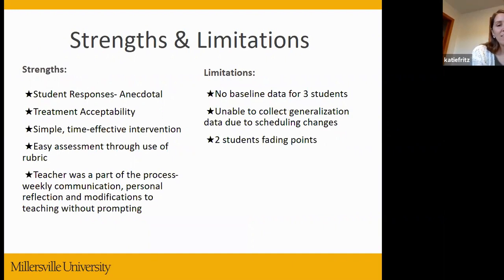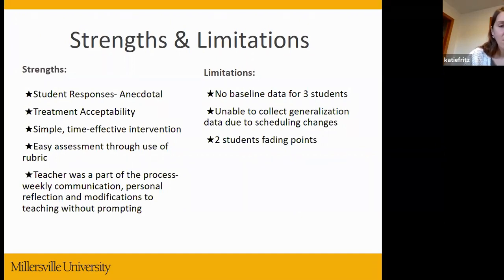So the strengths, obviously, the student responses, the teacher responses, it was very accepted. It was very easy. It didn't really take a whole lot of time. It was simple. Even just creating the chart together, and I printed a bunch of them off for her. It didn't take me much time, but just saying like, hey, I'll copy this for you. She knew that we were in this together, and the intervention was not about her doing all the work. It was about the team and working together to help her help the kids. The teacher was part of this process the whole time.